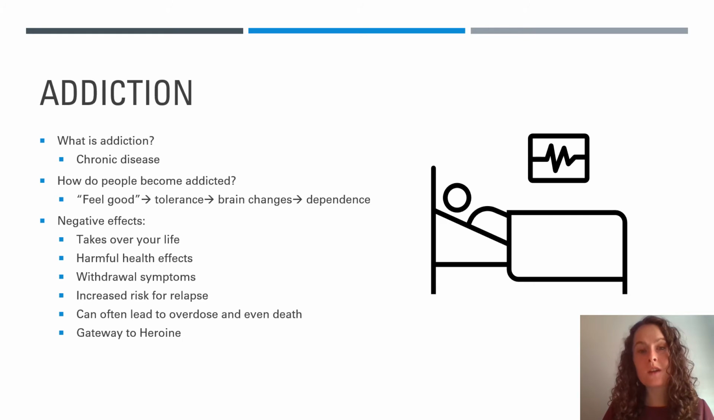Also, the chemical changes that are occurring in your brain when you become addicted are hard to completely get rid of. That's why people often relapse. And this addiction behavior can lead to overdose and death. It's also why people start turning to something stronger like heroin.